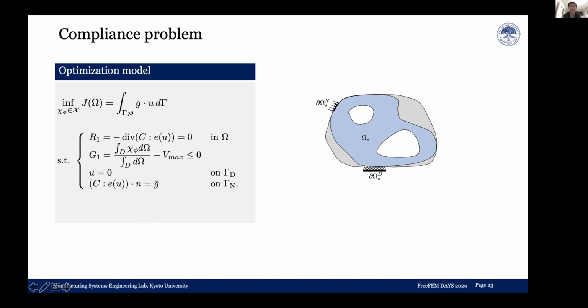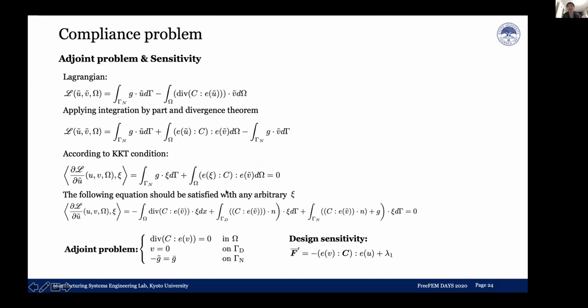So first, we test our framework by solving the minimization of the compliance. So the governing equation is elasticity, and we have the volume constraint for the maximum allowable material usage. So here we use a continuous adjoint method to do the sensitivity analysis. And here is the adjoint problem, with v as the adjoint displacement. And then we can calculate the topological design sensitivity. Here, lambda 1 is the Lagrange multiplier associated with the volume constraint.